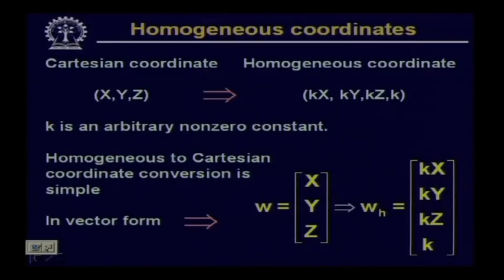In the homogeneous coordinate system, instead of simply adding 1, we add an arbitrary non-zero constant, say k, and multiply all the coordinates X, Y and Z by the same value k. So, given the Cartesian coordinate capital X, capital Y, capital Z, I can convert this to homogeneous coordinate by k times capital X, k times capital Y and k times capital Z.